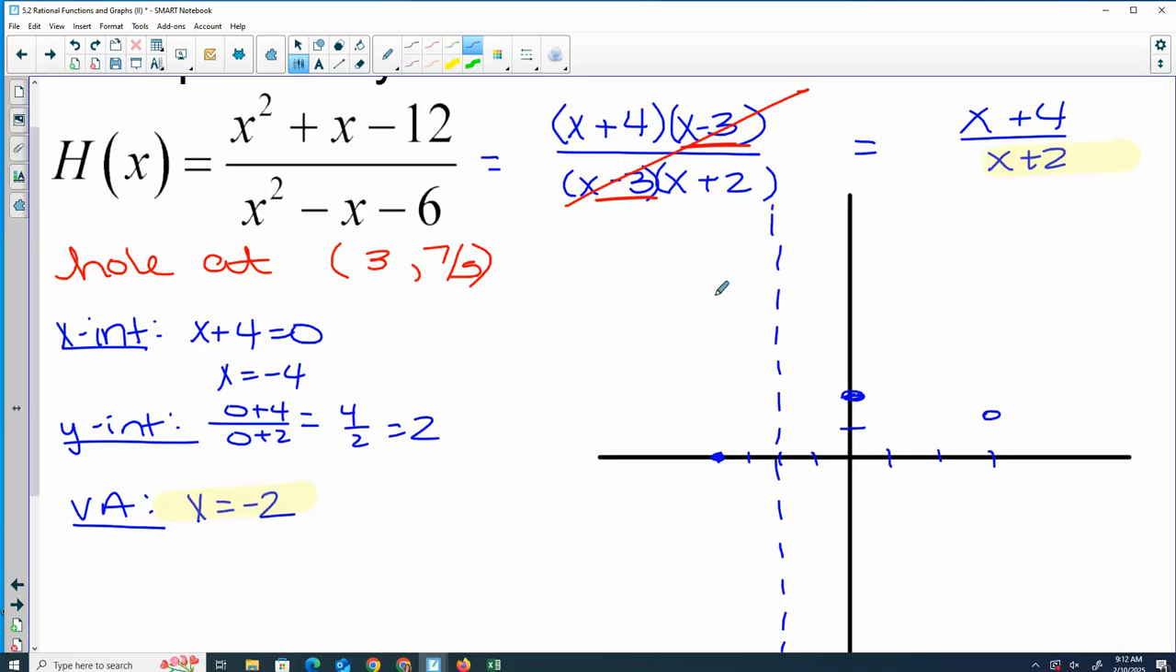Okay, now we decide horizontal or oblique. To do that, we divide the highest powers of x. You can do it here, 1x divided by 1x, or back here, x squared divided by x squared. What do we get either way? 1. So if it's just a number, that's a horizontal line, y equals 1.